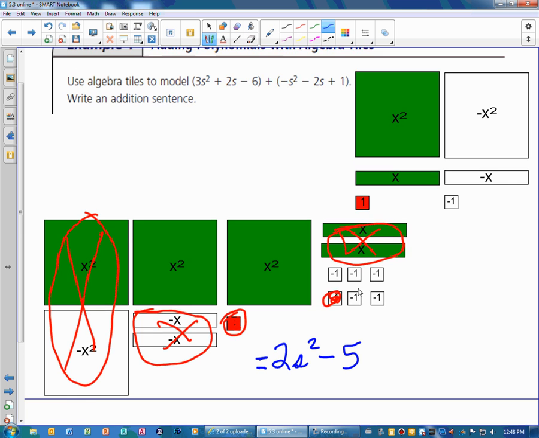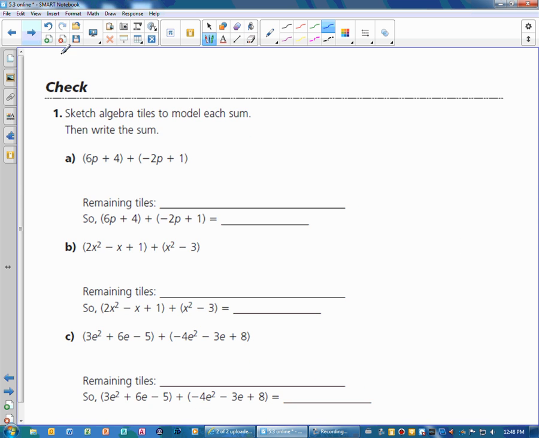All right, let's move on to the first check. Sketch algebra tiles to model each sum and then write the sum. So please go ahead and pause the video right now, get these questions done, and then come back and check that you got them right.